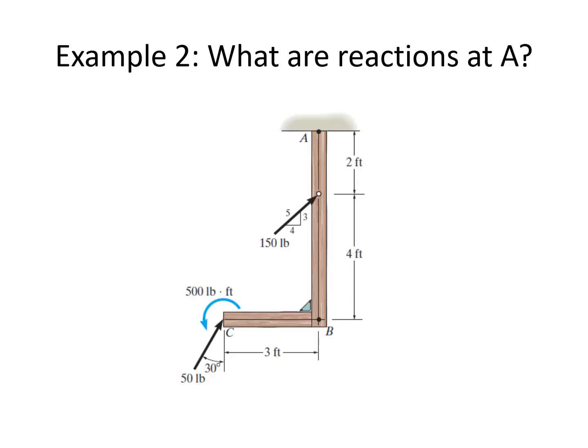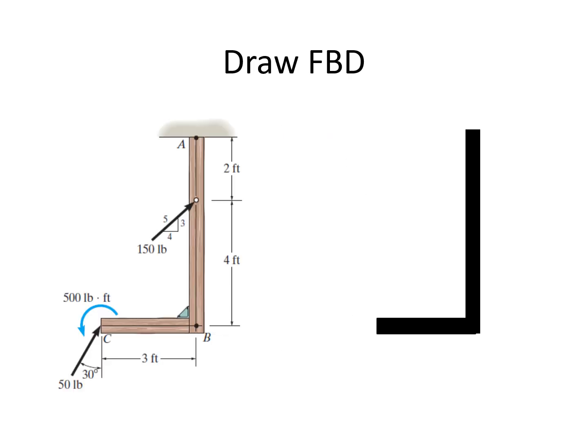So let's look at another example. What are the reactions here at A? This is a bent beam with a fixed support at A. So the first thing we're going to do is draw the free body diagram. So I'm going to draw that beam, separate it from the supports, and then I will add all of my known forces and couple moments.